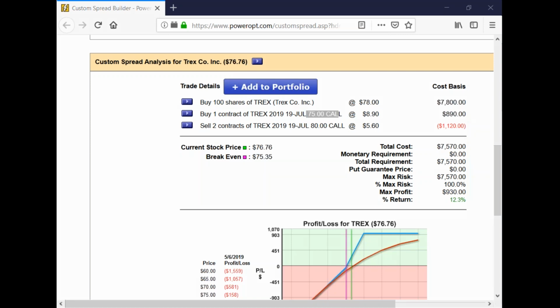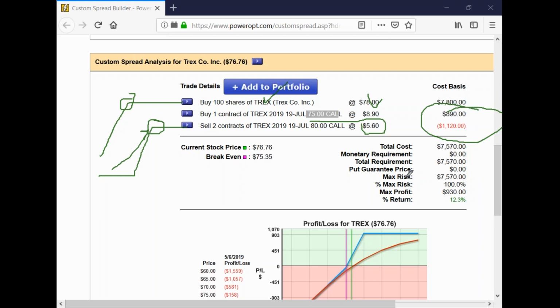And this is not a naked call, okay? This is a covered call, because you have 100 shares of T-Rex with a cost basis of 78, and we sold an 80 call at 5.60. And combined with one bull call debit spread, both short calls are covered. One is covered by your stock, one's covered by the long call, but you're getting the benefits of the bull call debit at a credit to help you reduce the cost basis.